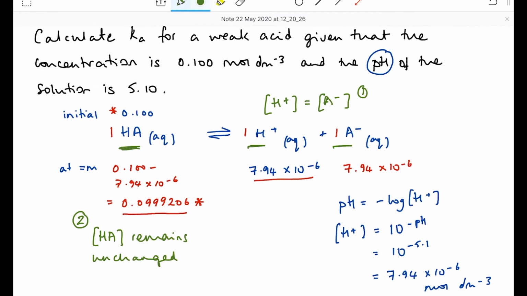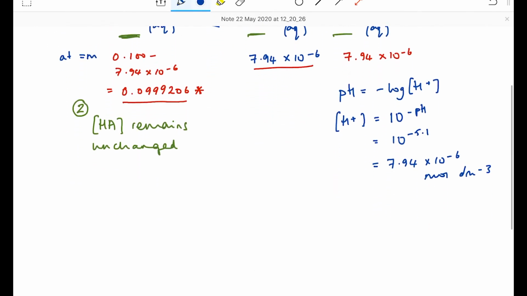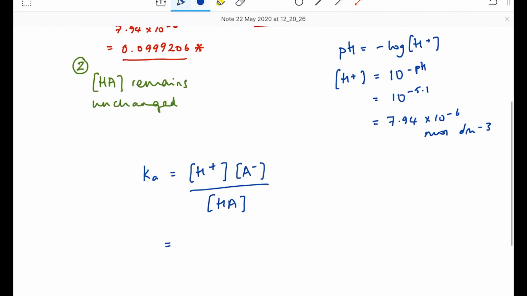This makes doing calculations very, very straightforward, because what we can now do is go to our expression for Ka. So Ka equals products over reactants. I'm going to simplify here, take out the state symbols, which is just pure laziness, but it also simplifies this very nicely. So the hydrogen ion concentration is 7.94 times 10 to the minus 6. The anion concentration is also 7.94 times 10 to the minus 6.